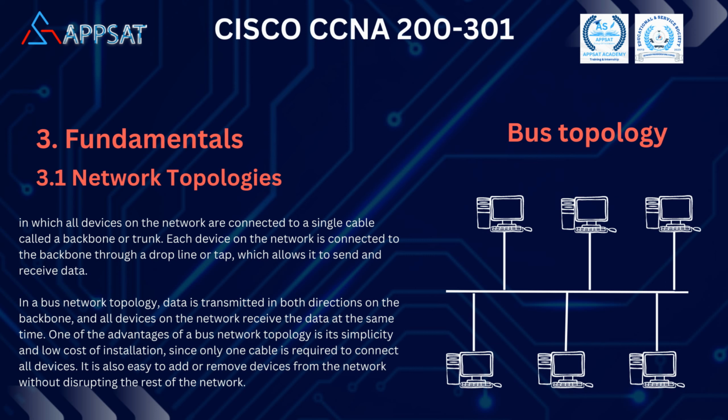However, bus networks have some limitations. The use of a single backbone means that the entire network will be disrupted if the backbone cable fails. Additionally, bus networks are not scalable and can become congested as more devices are added to the network, leading to slower data transfer rates. Moreover, bus networks are not secure.